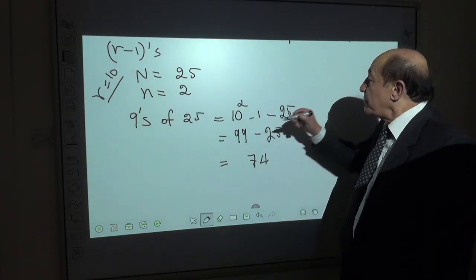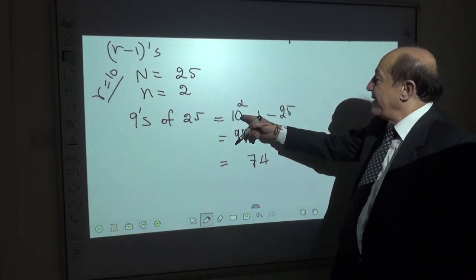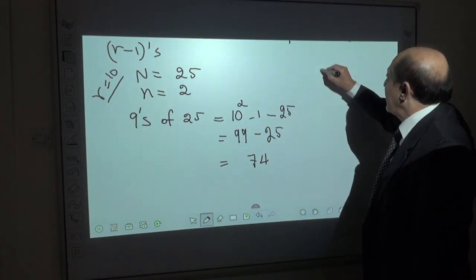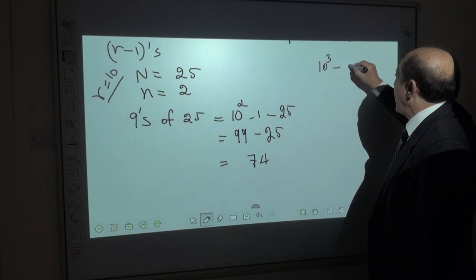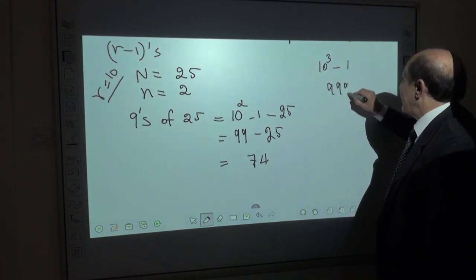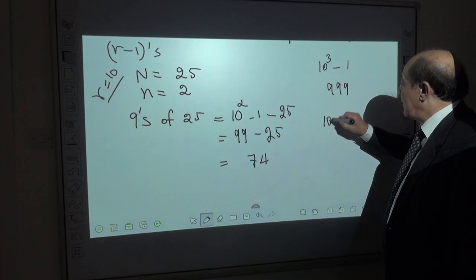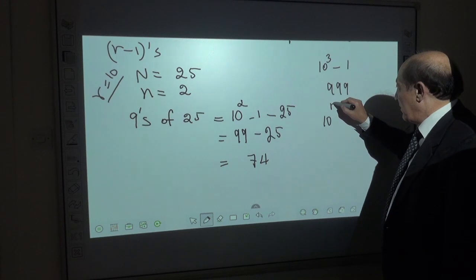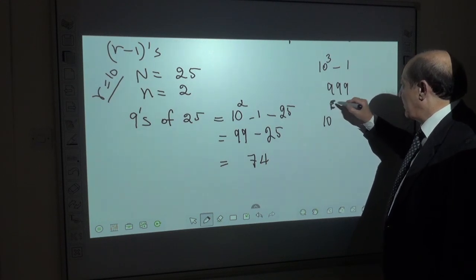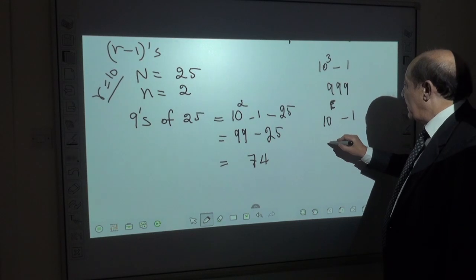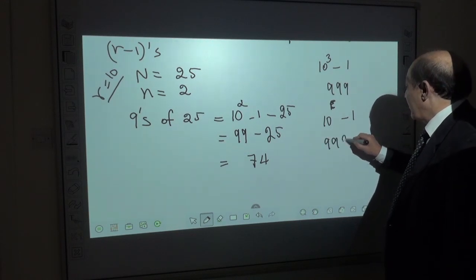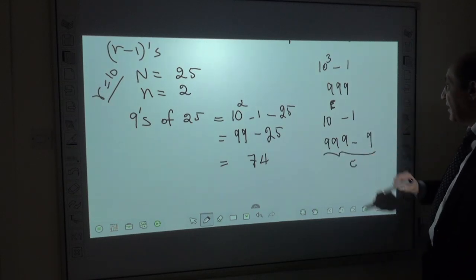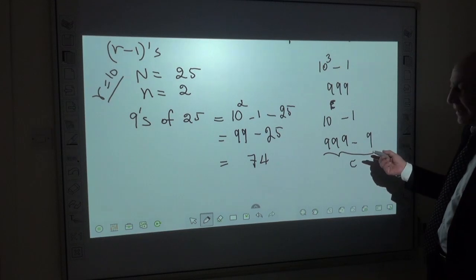Note that 10 to the power 2 minus 1 is 99. 10 to the power 3 minus 1 also produces three 9's. 10 to the power, say c, minus 1 produces c 9's. This is valid for any numbering system.